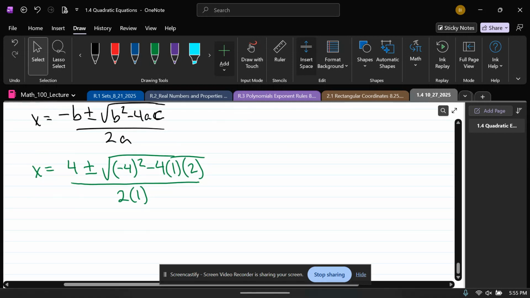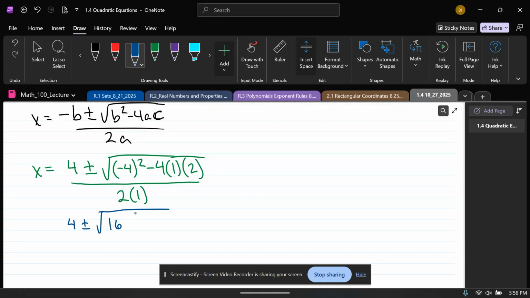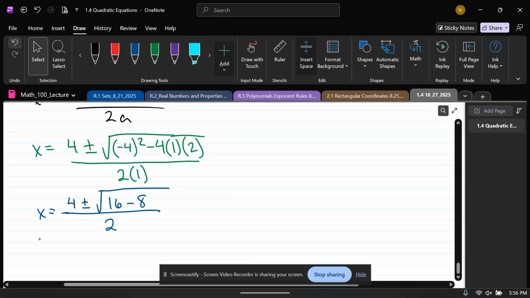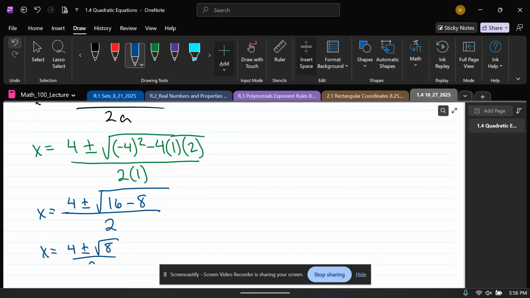So I'm going to square the negative 4, so that's going to be 4 plus or minus 16 minus 8. 4 times 1 times 2 would be 8. And then on the bottom, 2 times 1 is 2. So that's going to give me 4 plus or minus the square root of 8 over 2.